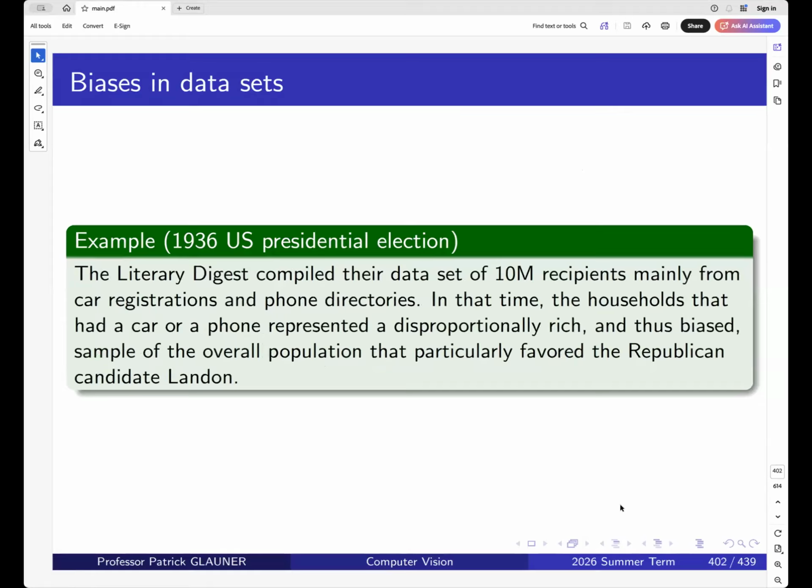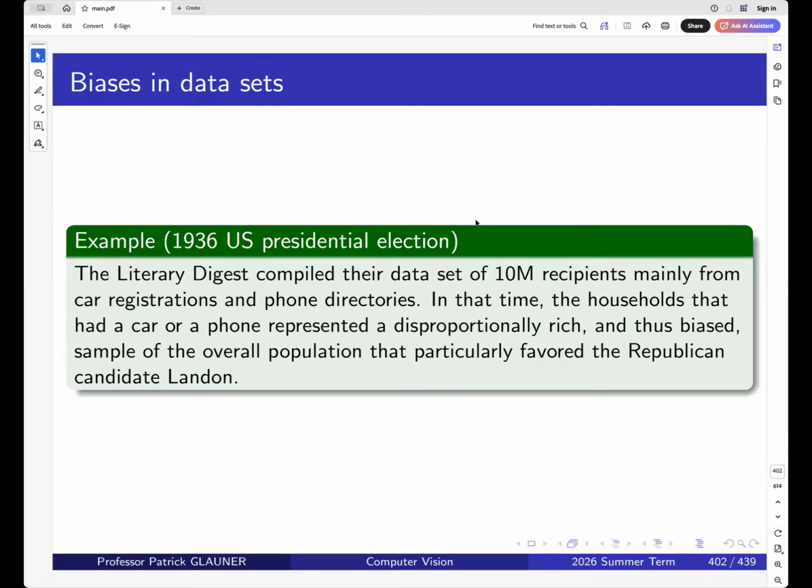It turns out those 10 million recipients mainly collected their addresses from car registrations and phone directories. And remember, this was 90 years ago. In that time in the US, only disproportionately rich people had a car or phone, and most people probably did not have a car and did not have a phone. So they were not in these car registrations and phone directories.